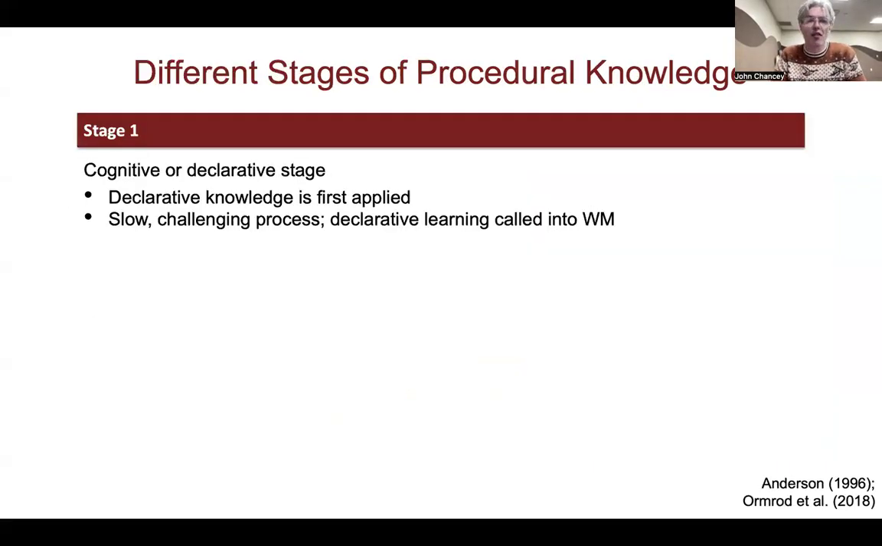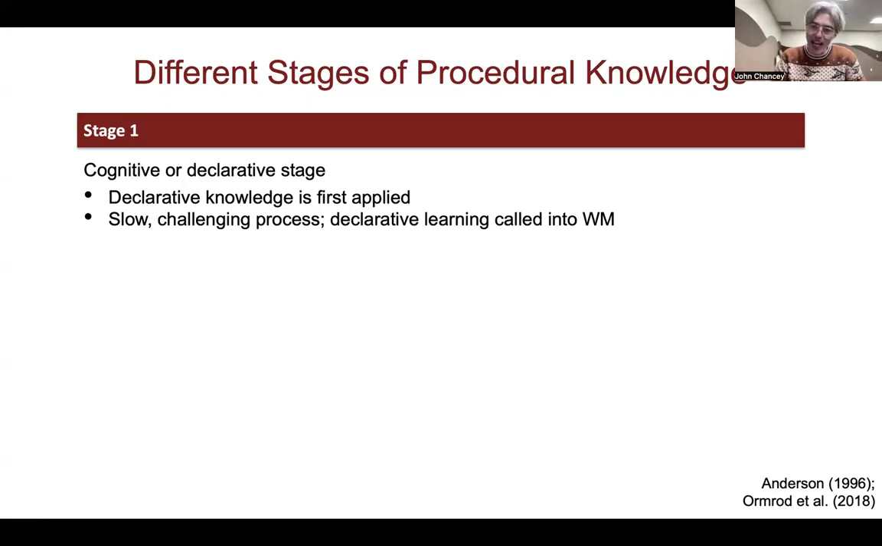So stage one, our first stage, is called the cognitive or declarative stage, and this is really where you're learning what the declarative knowledge is. It's first applied. So when you're learning how to drive a car, for example, that pretty complex procedure, you need to know the declarative knowledge about the different parts of the car. For example, you need to know what the steering wheel is in order to move the steering wheel.